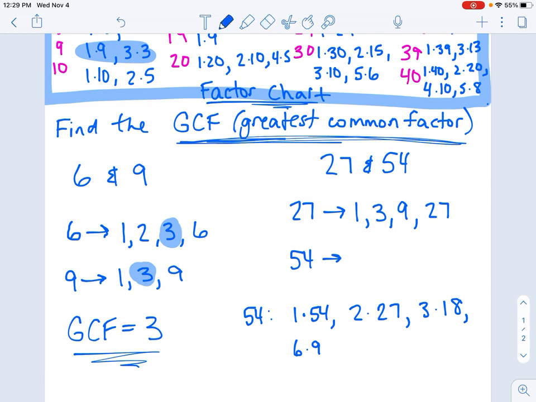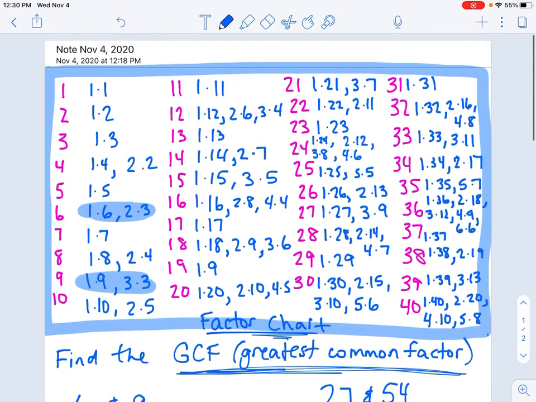That means we can put these in order here: 1, 2, 3, 6, 9, 18, 27, and 54 are factors of 54. So the greatest common factor here is 27. That means we can divide both of these by 27 and still get a whole number back. Okay? So those are just to get started here.